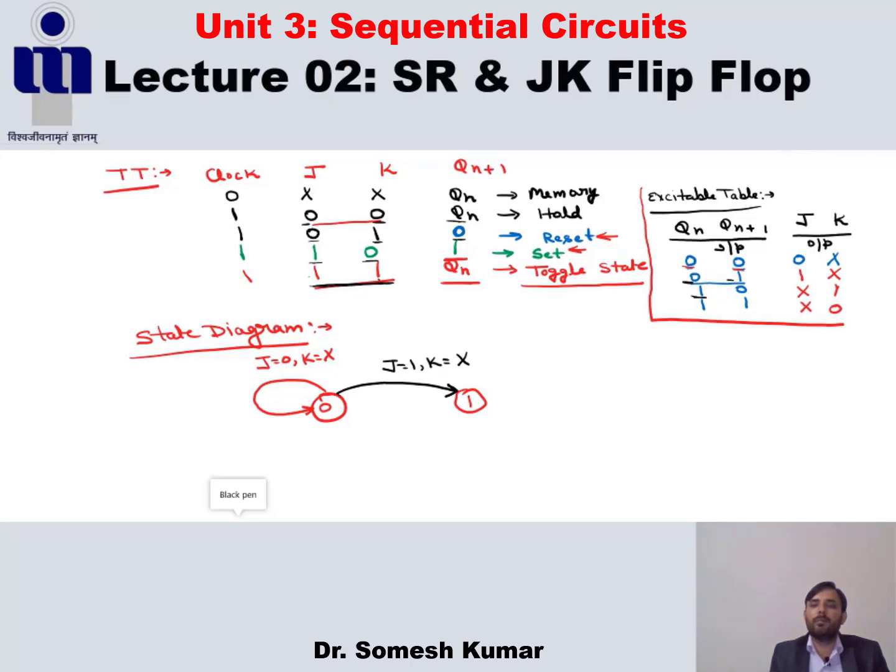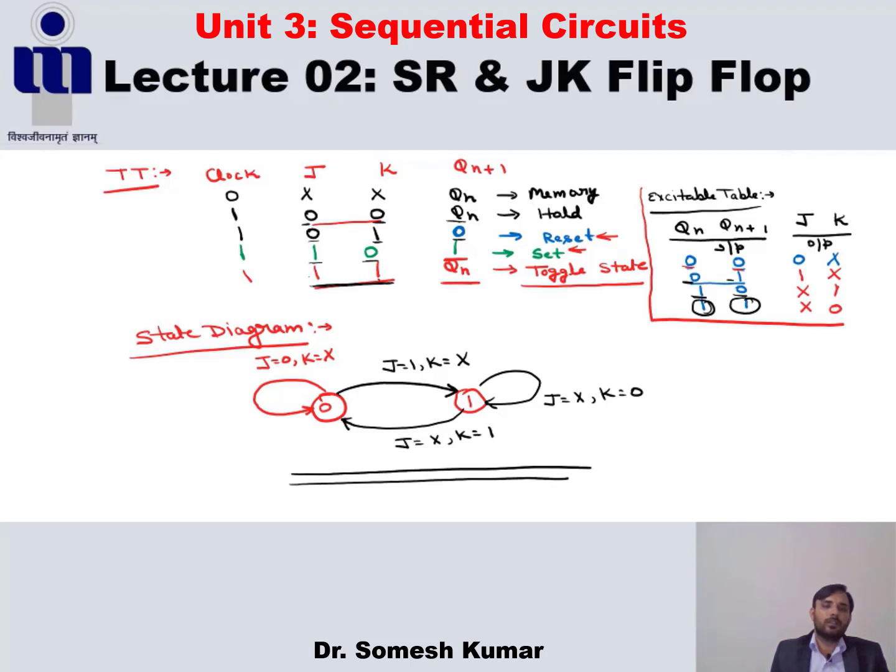What happens in the next state? The previous state is now 1 and the next state is 0. So this one, in which case J is equal to don't care and K is equal to 1. Next, when the previous state is 1 and the next state is also 1, like this case, J is equal to don't care and K is equal to 0. So this is the state diagram of our JK flip-flop. Fine. So the home assignment for this JK flip-flop is that you have to design a JK flip-flop using NOR latch.